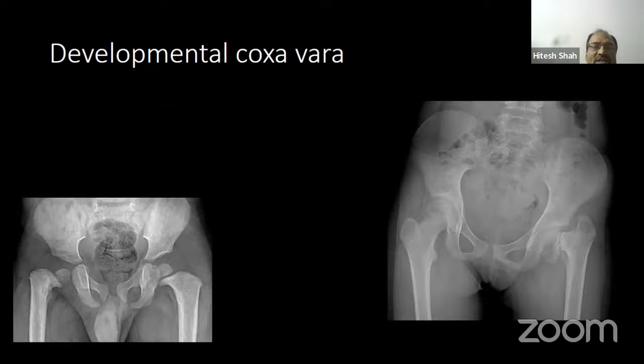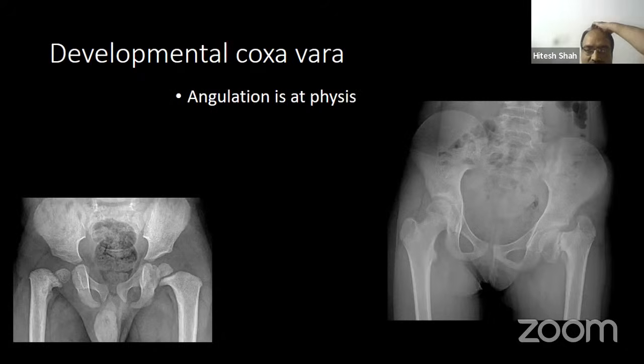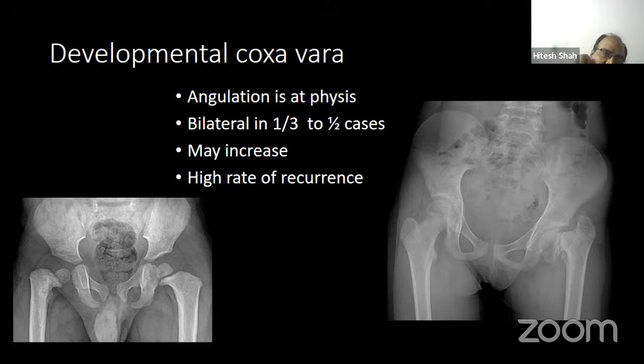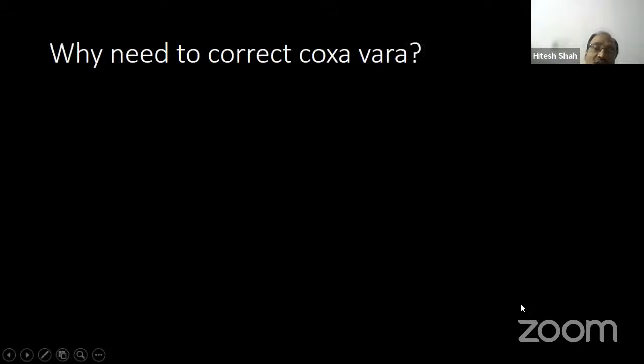What are the characteristics of developmental Coxa Vara? The angulation happens due to the physis: the inclination, orientation and growth problem at the physis. Most of the cases would be bilateral, maybe one third to one half, almost 33% to 50% of cases. Despite the correction, it may lead to an increase in the Coxa Vara, and recurrence is very, very common. A high rate of recurrence is common with developmental Coxa Vara. You can see on the right side that the HE angle is almost 90, and it tends to progress a lot.